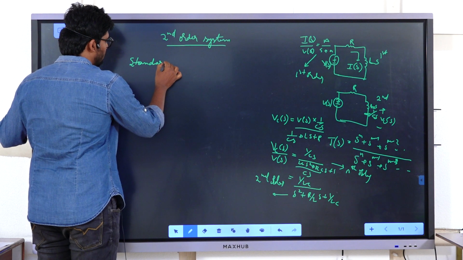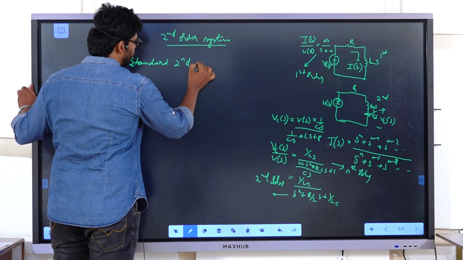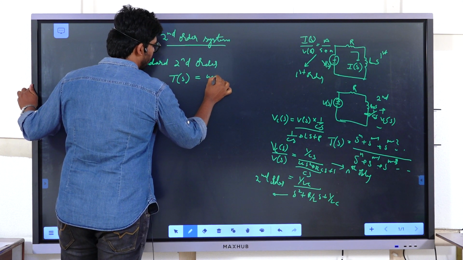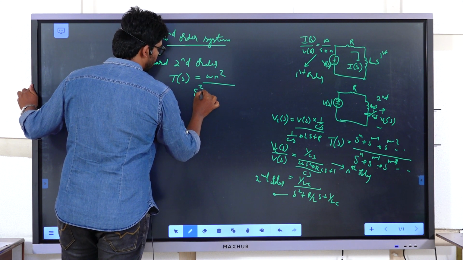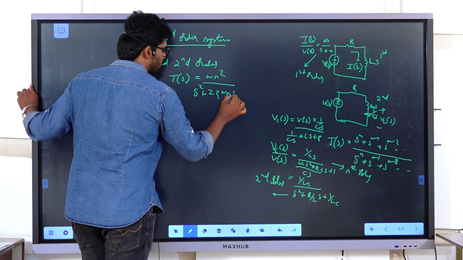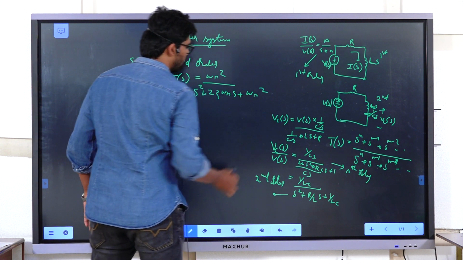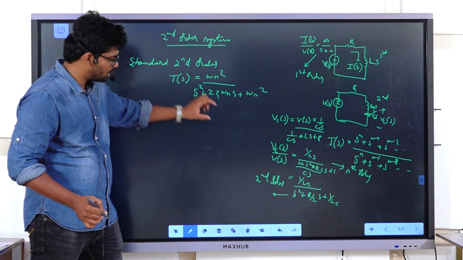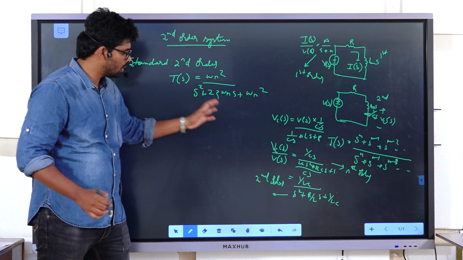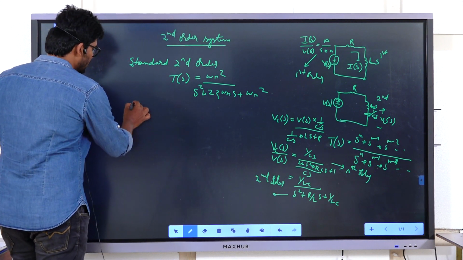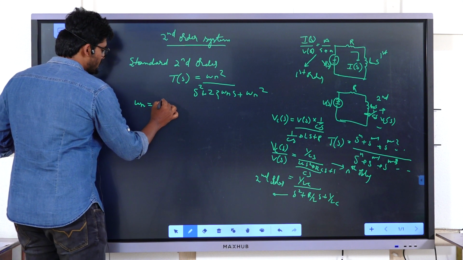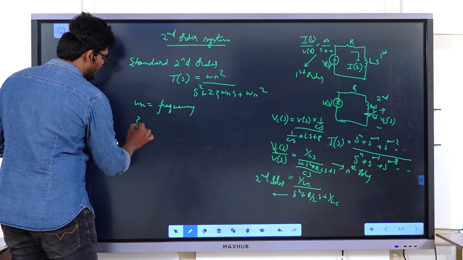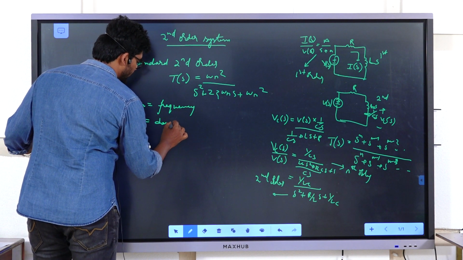The standard second order transfer function is given by omega n square by S square plus 2 zeta omega n S plus omega n square. Okay. So this is the standard second order. If you see carefully, this transfer function and the obtained transfer function are almost similar. Here omega n is the natural frequency, and zeta is the damping factor.